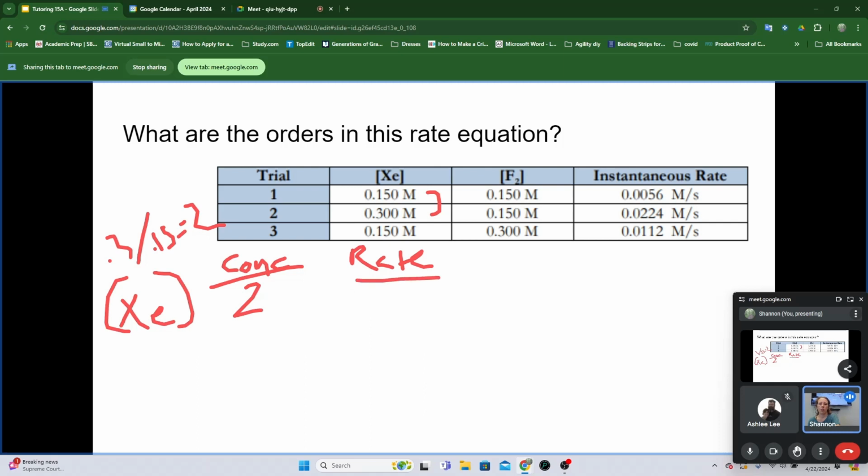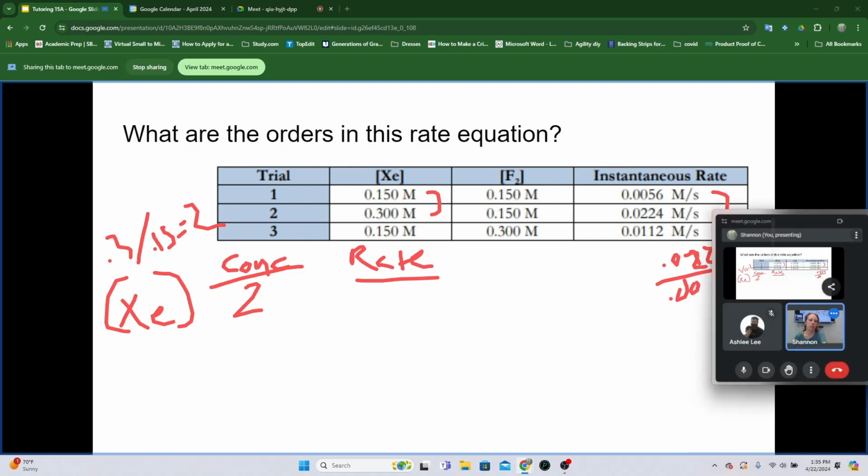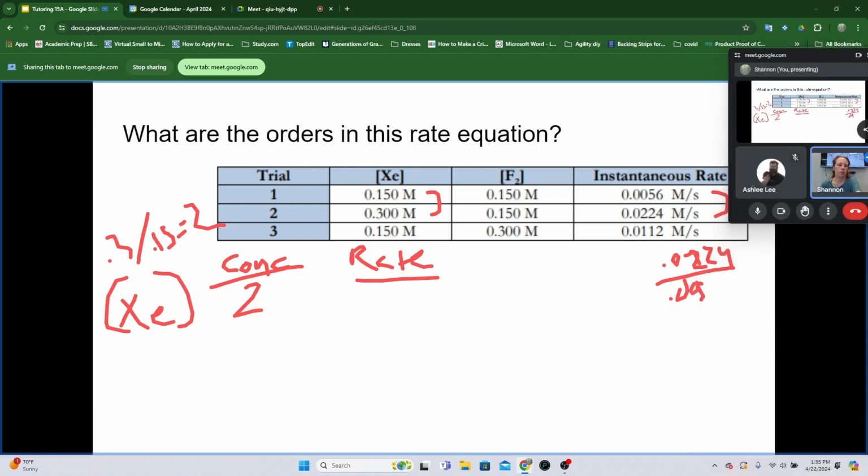And then the rate change, okay, I'm going to take the high rate divided by the small rate, so 0.0224, sorry, 224 divided by 0.00556, and you get 4. Okay, so the rate quadrupled.